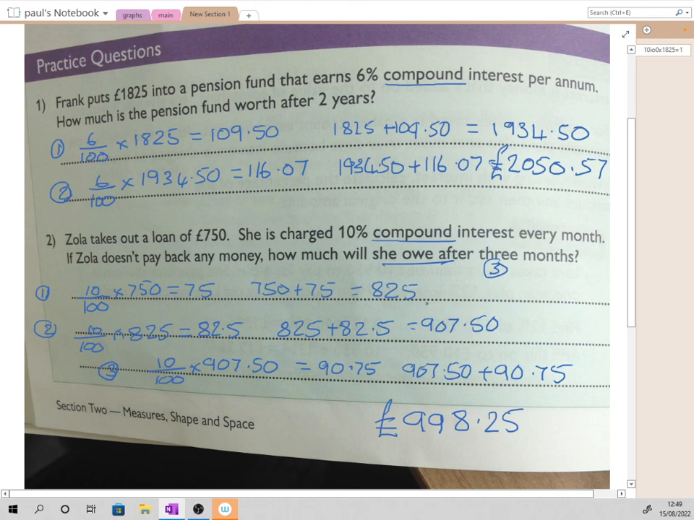10% a month, that's a bit steep, isn't it? Yeah, so she borrowed £750. Well, she's already nearly £1,000 after 3 months. I think Zola needs to start paying something back, don't you?